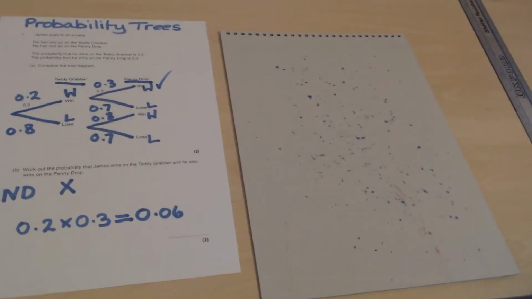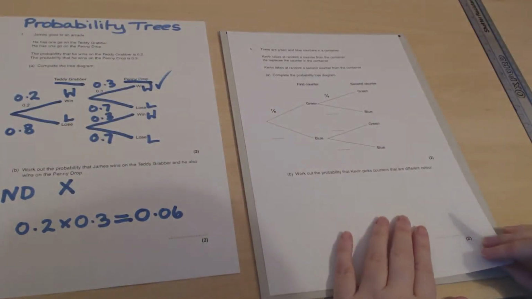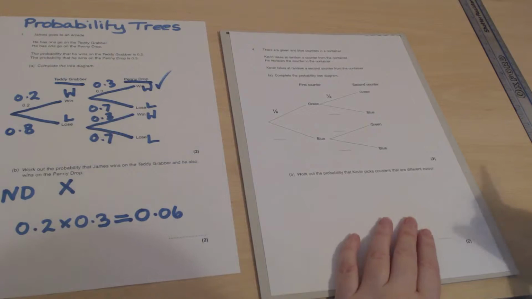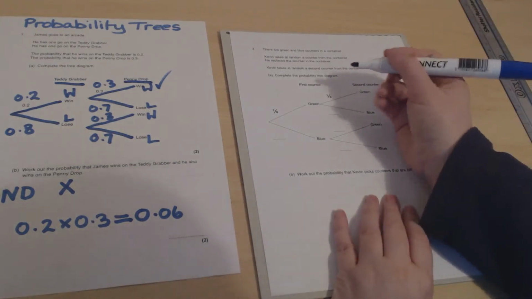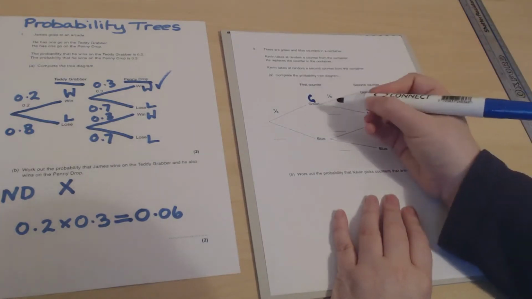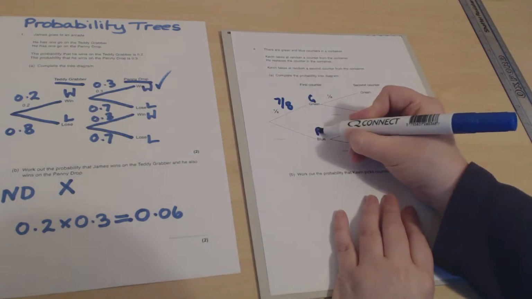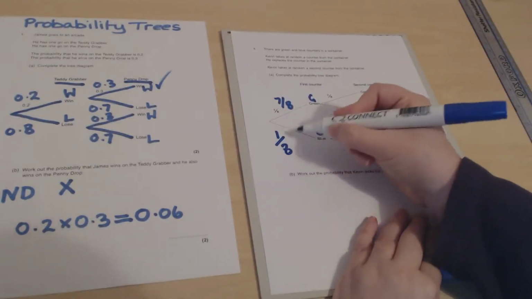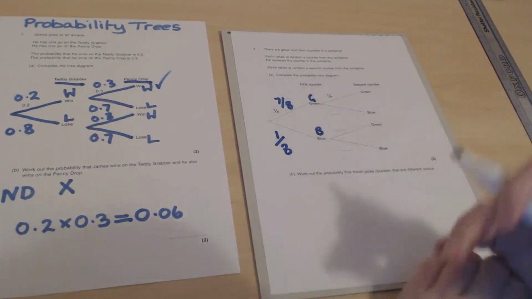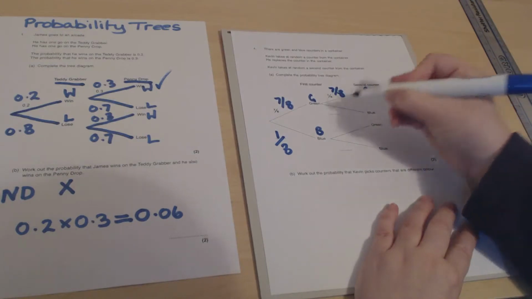Okay, so let's look at another example. This time this is green and blue counters in a container. All right, and we're told that the probability of getting a green is 7 out of 8. So the probability of getting a blue will be 1 out of 8 because 1/8 plus 7/8 makes a whole 1. So let's fill that in on the rest of this diagram.